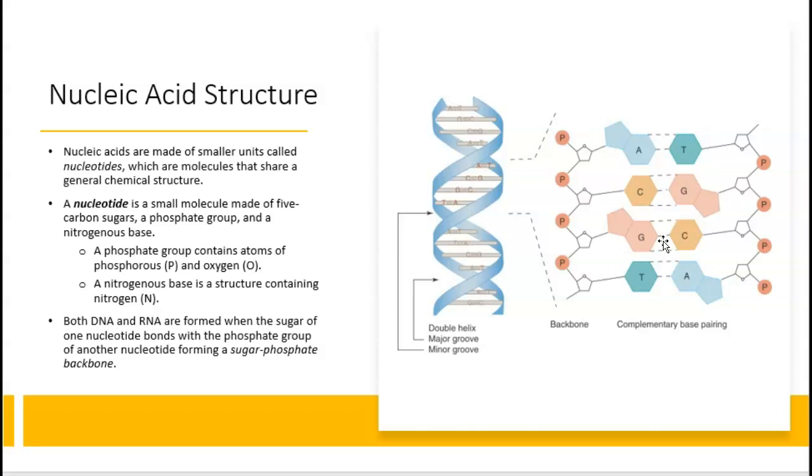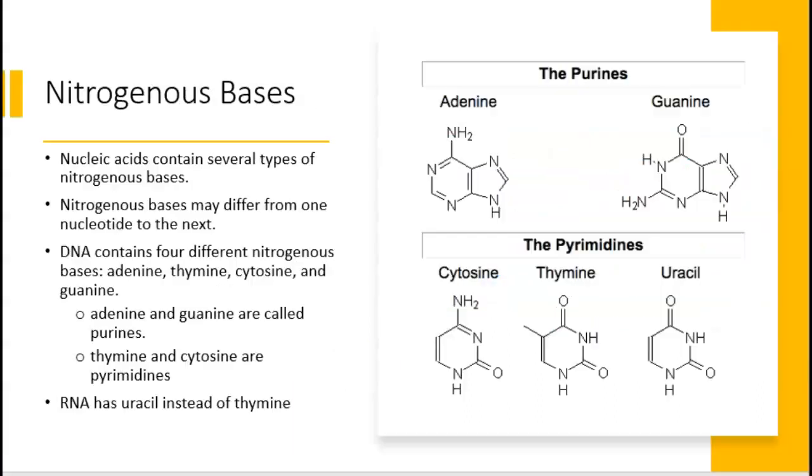RNA also has those three parts, except the sugar is different. It's ribose instead of deoxyribose, and their nitrogen bases, they also have 4 nitrogen bases, but one is different. But we have some more slides that explain that a little bit better. Okay, so the nitrogenous bases, there are 4 for each DNA and RNA.